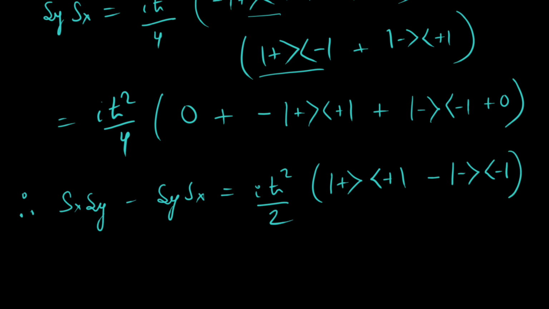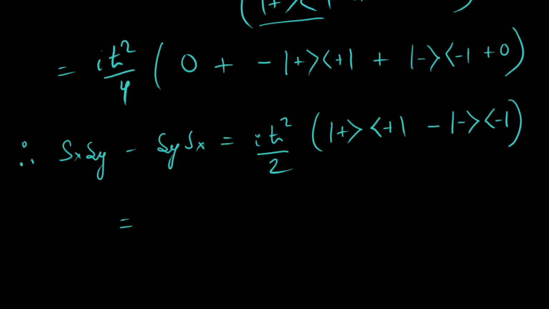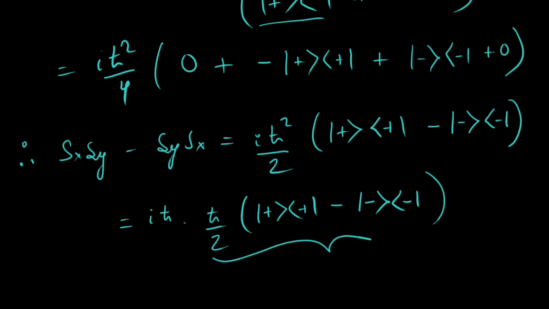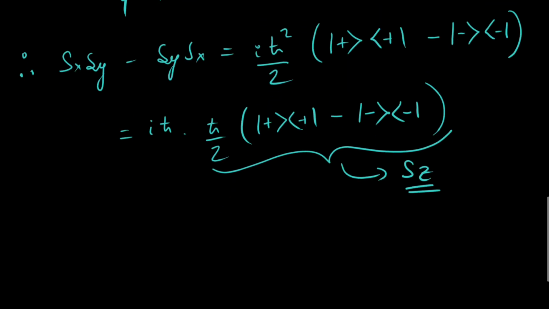Alright, so as you can see, we can write this as i h bar times h bar by 2 times ket of plus bra of plus minus ket of minus bra of minus. So this here is just Sz, right? So we get that the commutator of Sx comma Sy is just i h bar Sz.